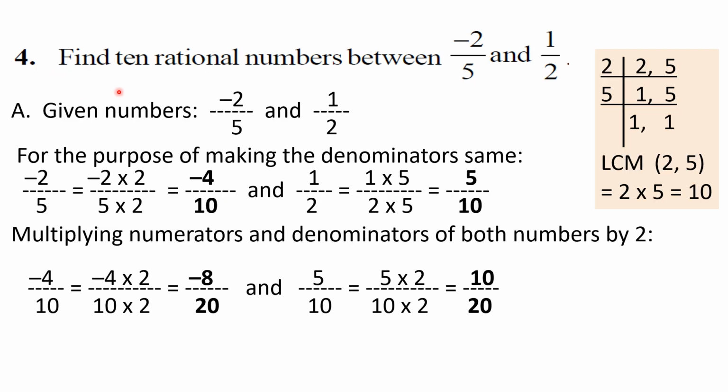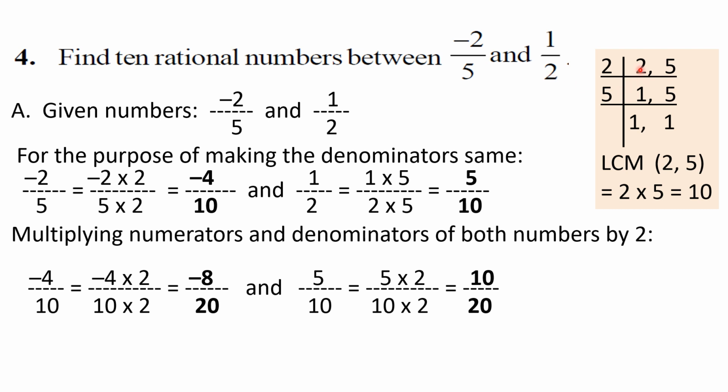So the question is, find 10 rational numbers between -2 upon 5 and 1 by 2. In these kind of questions, your first step is to equalize the denominators. Look at the numbers to see if the denominators are the same or not. Denominators in this case are not the same. Here the denominator is 5 and here the denominator is 2. So our first step is to equalize the denominators.